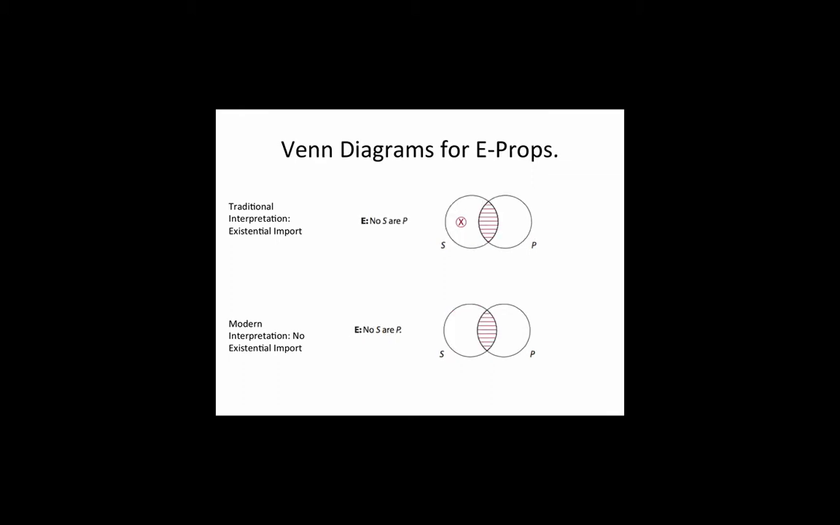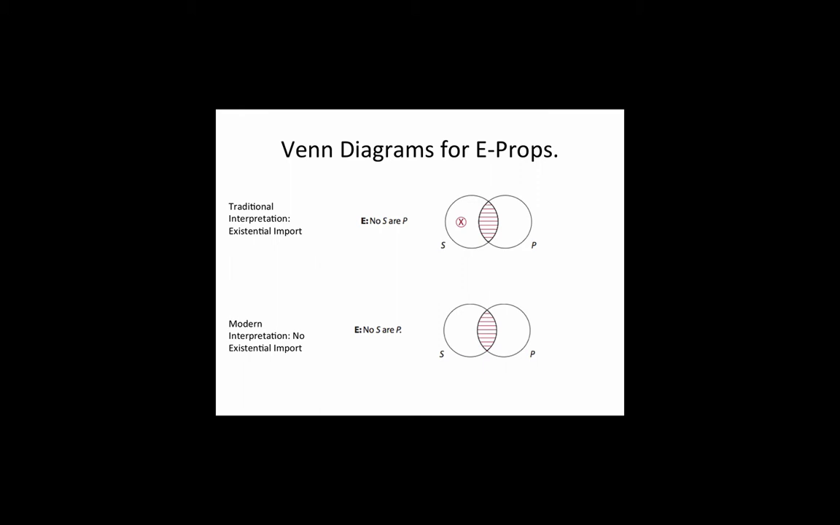Now let's take a look at the Venn diagrams for E propositions. The traditional interpretation, again, assumes a member of the subject class. And just as an aside, technically both the S and the P class assume membership. And we'll talk more about that in a little bit. But you can see that in both the traditional and the modern interpretation, the area of overlap is shaded.